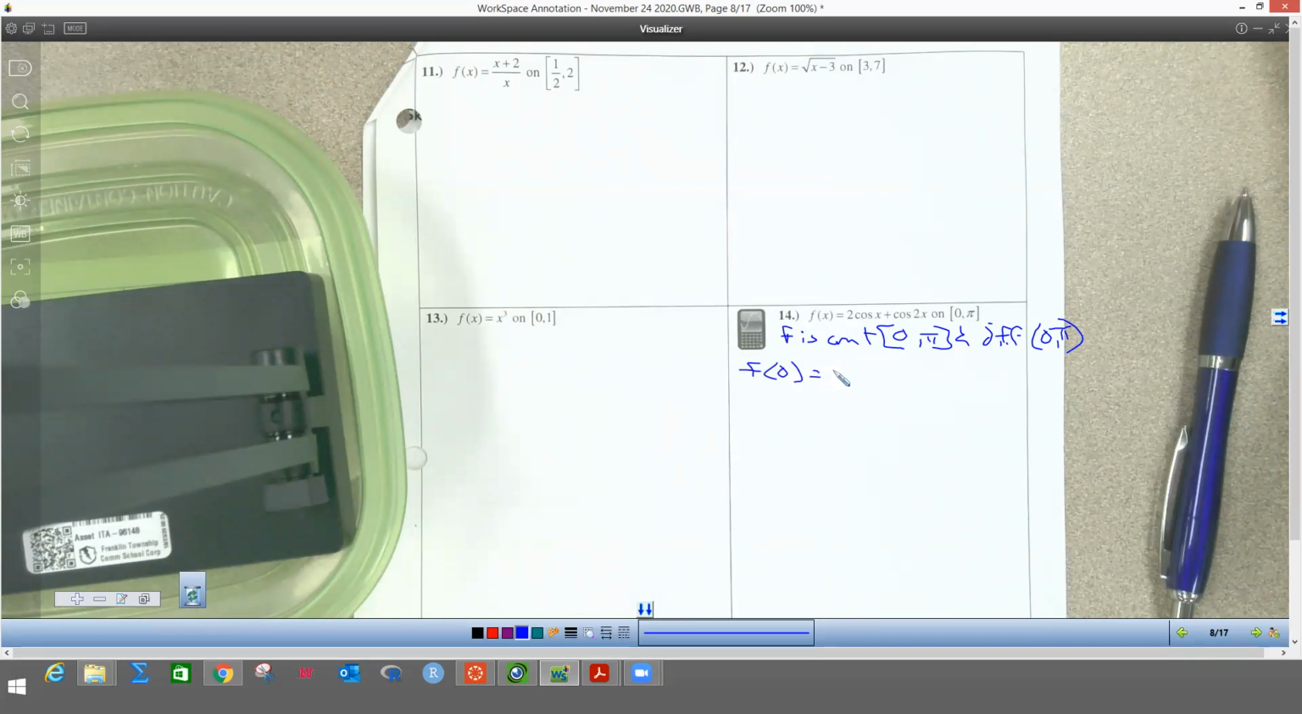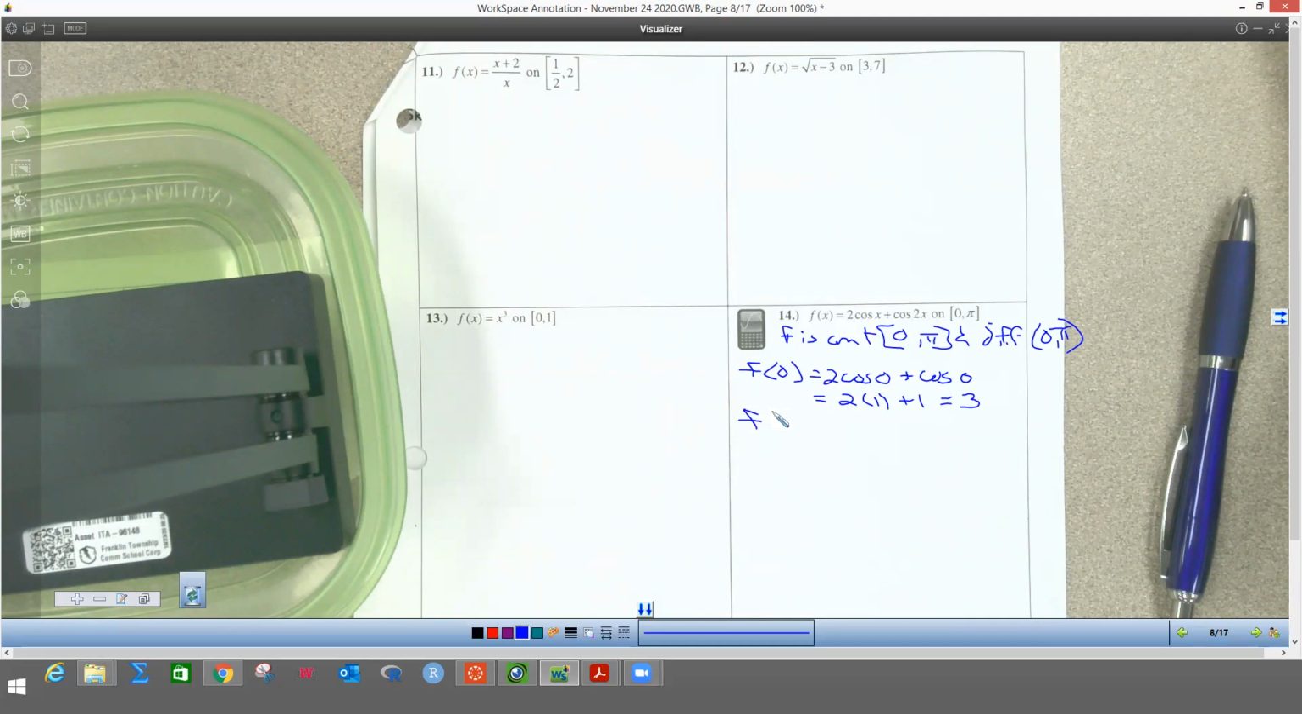So then we're going to find f of 0. So I'm going to plug zeros in here. 2 cosine of 0 plus cosine of 2 times 0, which is still 0. 2 times 0 is 0, and that's 0. So let's see, this is 2 times 1 plus 1, which ends up being 3. So that ordered pair is (0, 3).